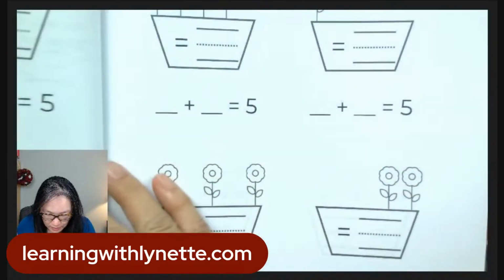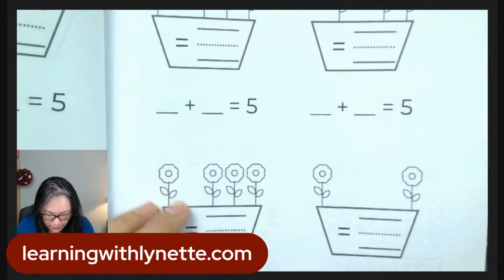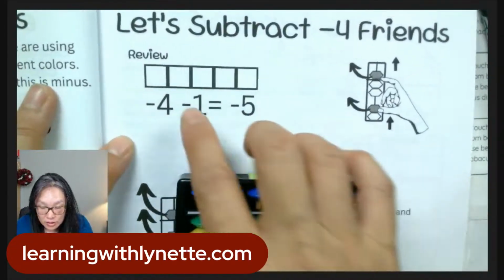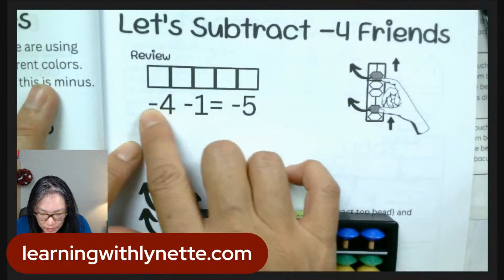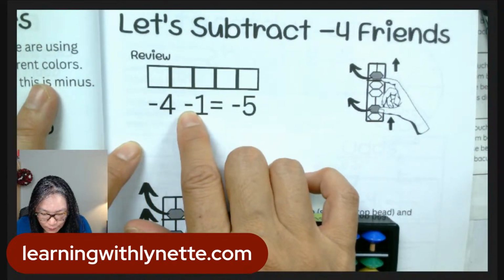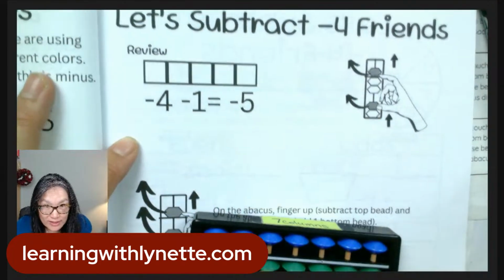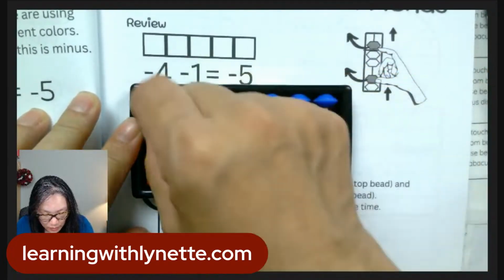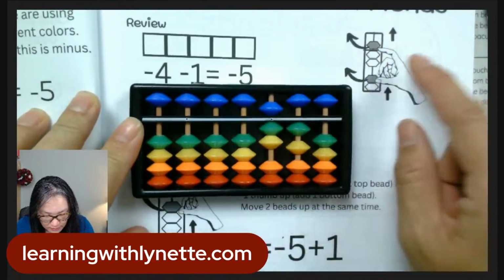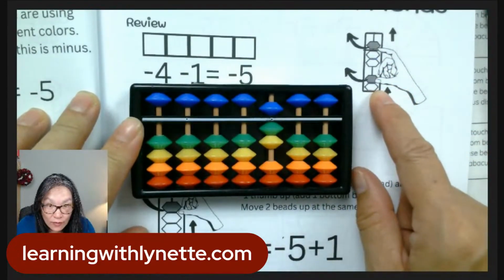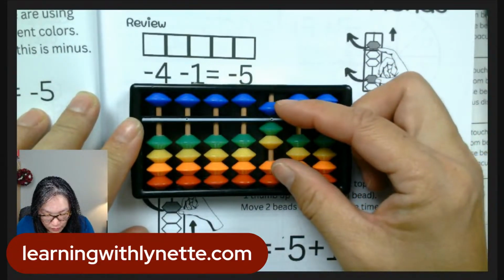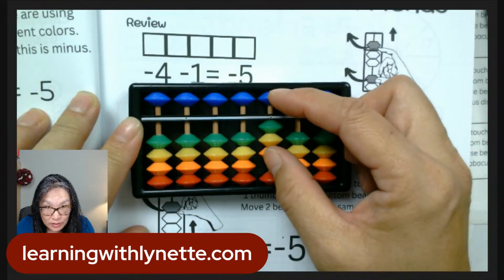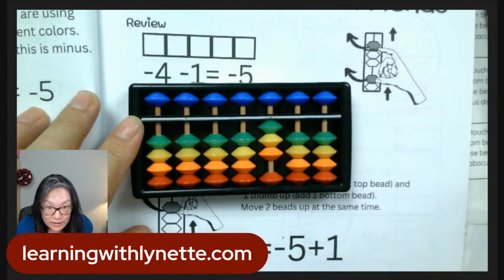So here's some review. Find the missing flower. Let's do subtraction. Here we go. So here's a review. What we're going to do is 4 minus 1 is equal to minus the 5. If you notice, I'm going to have my abacus, and the question is 7, and I want to take away the 4. When I take away the 4, I'm going to move the top bead and the bottom bead like that. Does that make sense? So my final answer is 3.